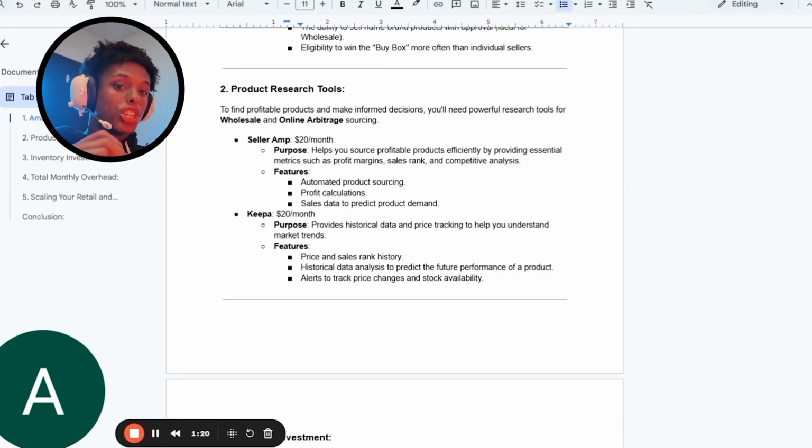There's a lot of softwares out there, right? 2 softwares that you're gonna buy are SellerAmp and Keepa. SellerAmp is going to be your profit calculator. Automated product sourcing. Sales data predicts product demand, right? That's going to be your go-to. You need it to reverse source, things of that nature. Keepa is $20 a month too.